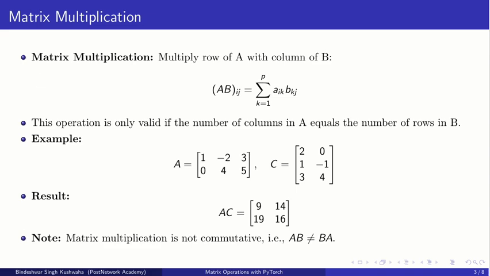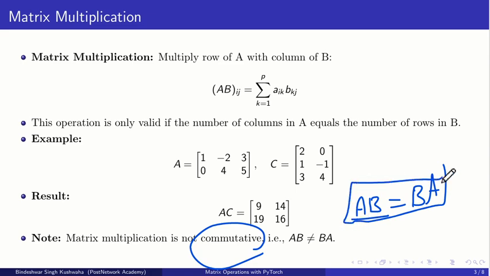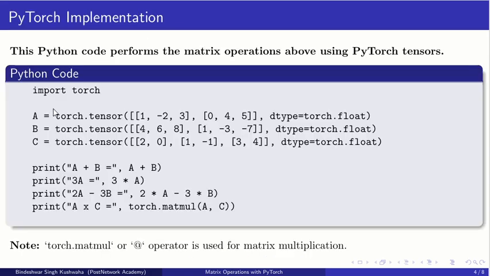Here, matrix multiplication is not commutative. Remember, that means if you have two matrices A and B, AB will not be equal to BA. So matrix multiplication is not commutative. Now it's time to see the code.